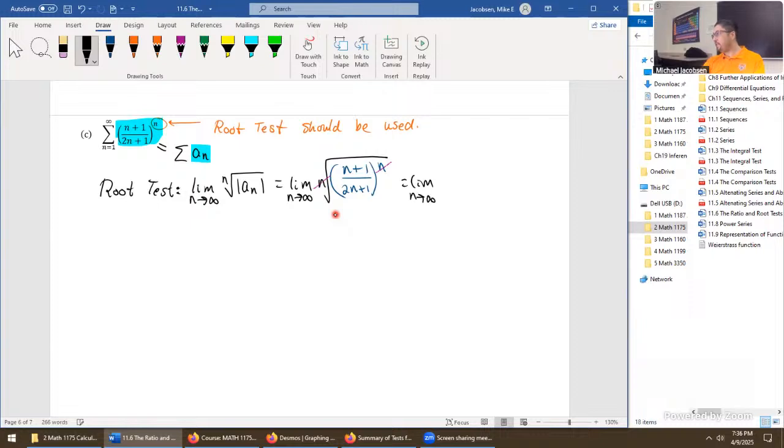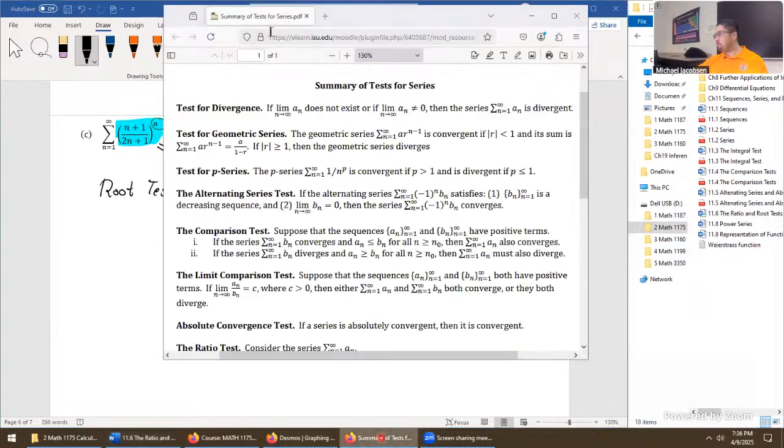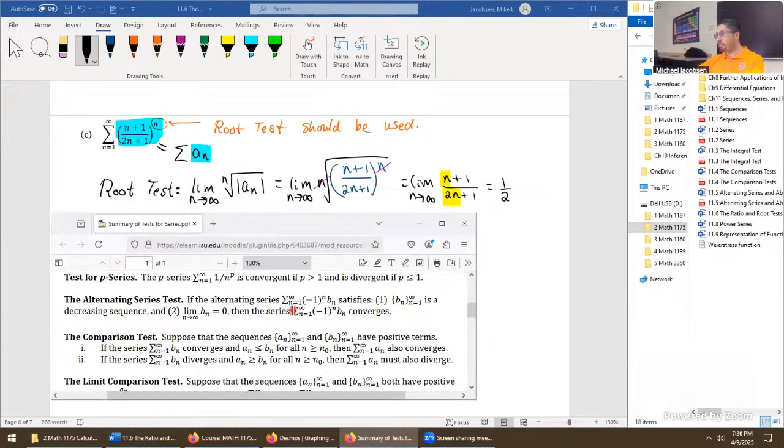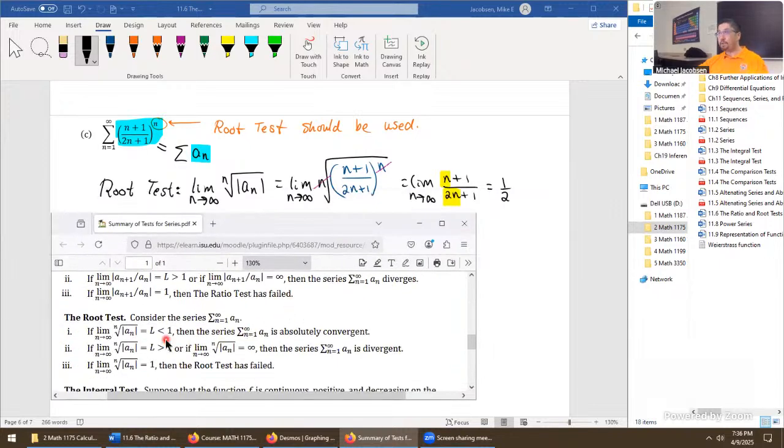As n goes off to infinity of just n plus 1 over 2n plus 1. We have a tie in degree, so we take the coefficients where it's highlighted. The resulting limit is 1/2. Then just consult our oracle here, the summary of all the tests. If you're dealing with the root test and we get something less than 1, then we have information on absolute convergence. So we're in that nice situation.